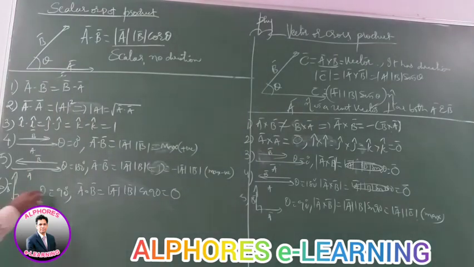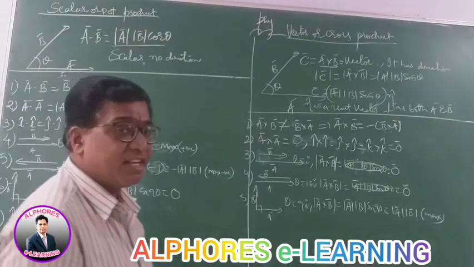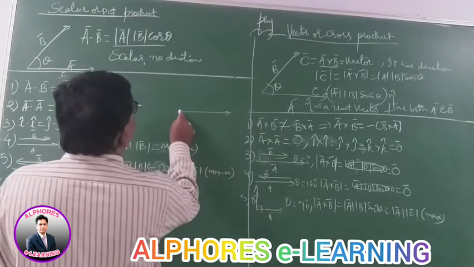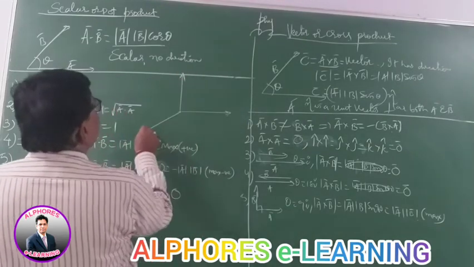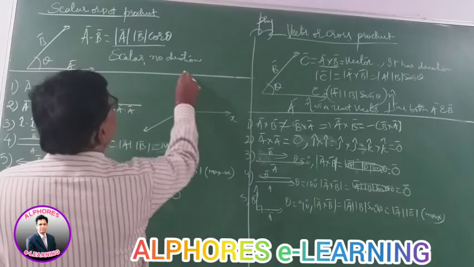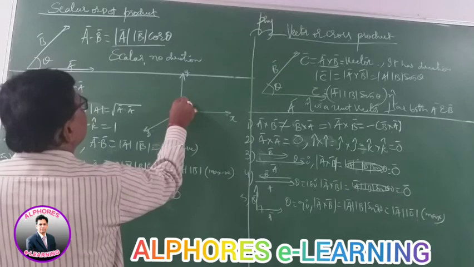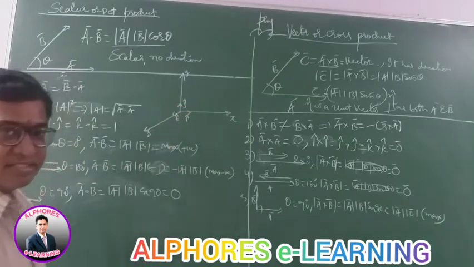So applying this, if I take i cross j, two perpendicular vectors, i cap and j cap. I is along the x axis, j is along the y axis, k is along the z axis. This is x, y and z. So i cap like this, j cap like this, k cap, unit vectors.